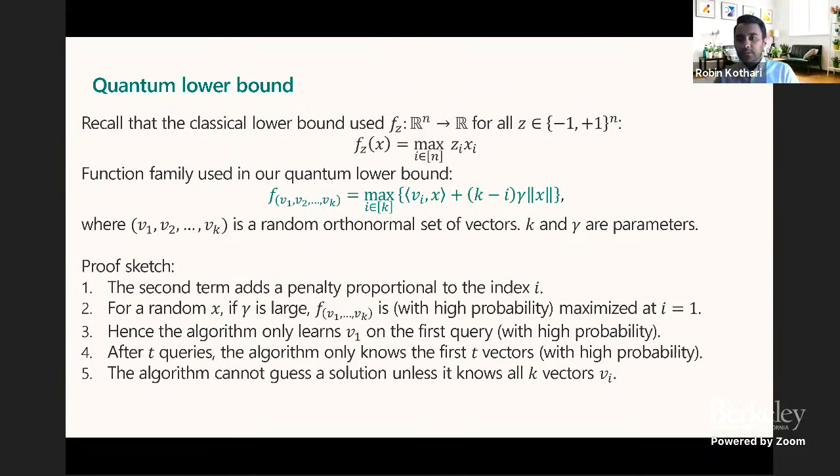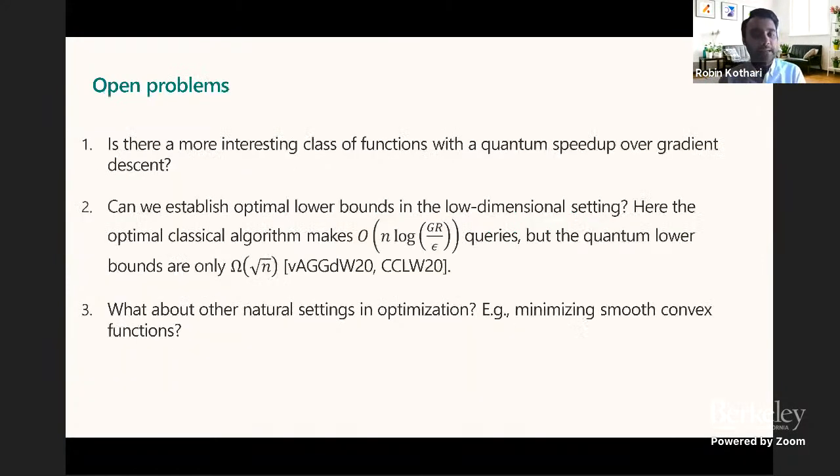All right, so I'm at the end of my time. Let me conclude with some open problems. In one sense, the result is somewhat disappointing. There's no quantum speedup in the setting of first order convex optimization. But there is a speedup over this very special class of functions, the ones that appear in this randomized lower bound that I talked about. So one question is, is there a more interesting class of functions for which there's a quantum speedup? Some class of functions that actually appears in practice or that people care about.